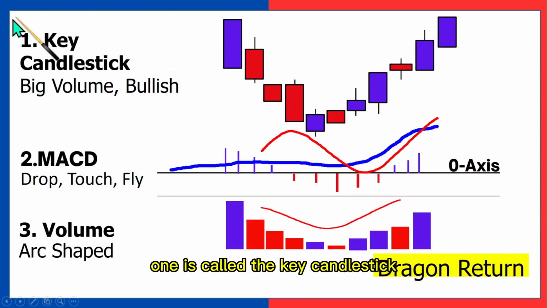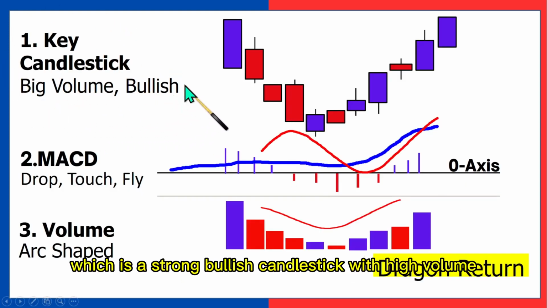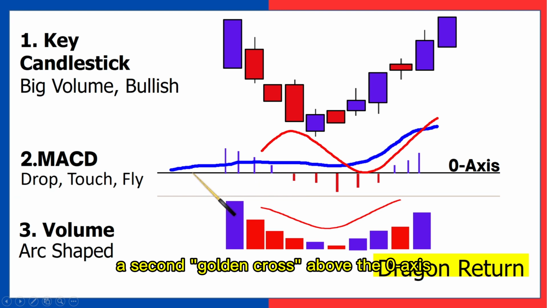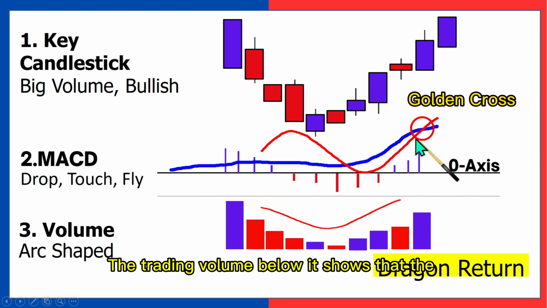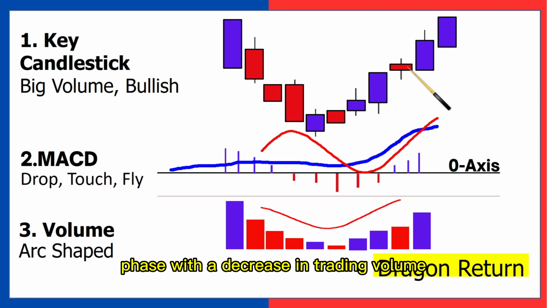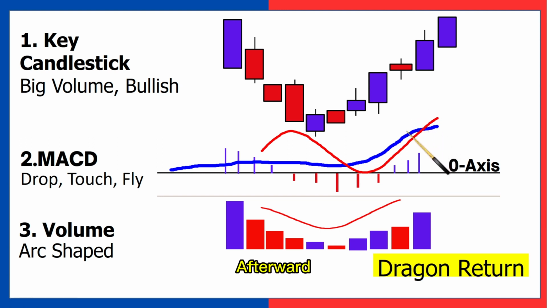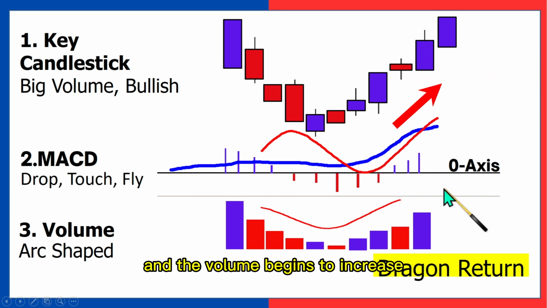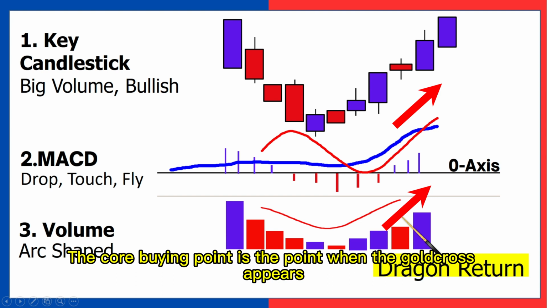One is called the key candlestick, which is a strong bullish candlestick with high volume. Second, when the MACD forms a second golden cross above the zero axis, the trading volume below it shows that the stock price undergoes a downward corrective phase with a decrease in trading volume. Afterward, the stock price becomes bullish and the volume begins to increase. The core buying point is the point when the golden cross appears.